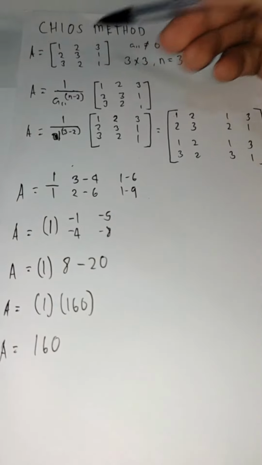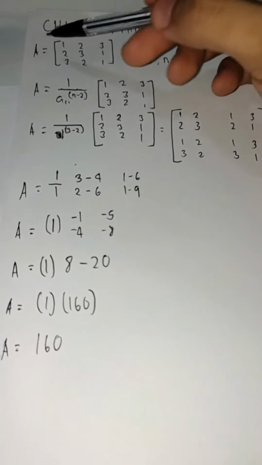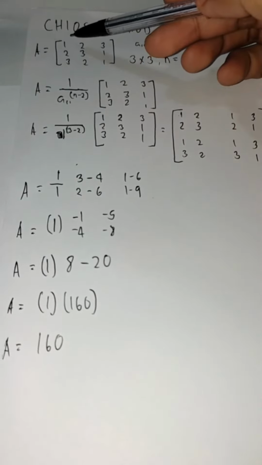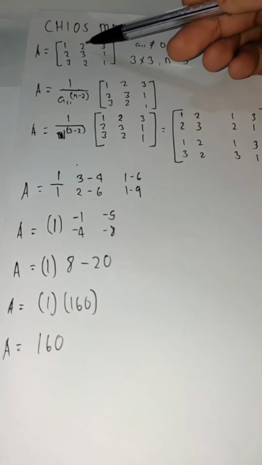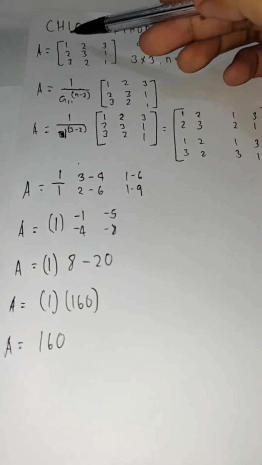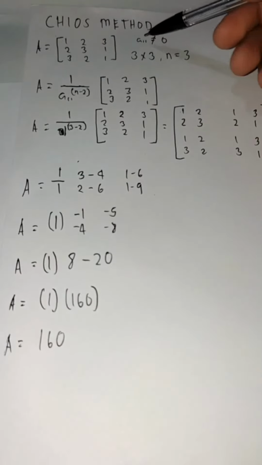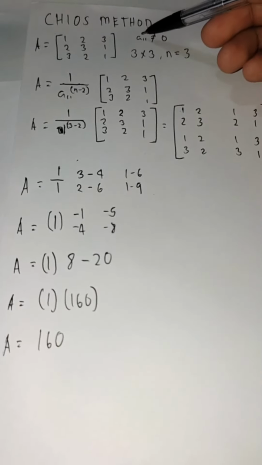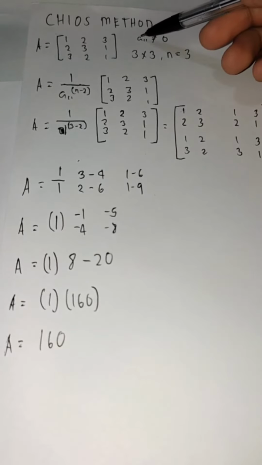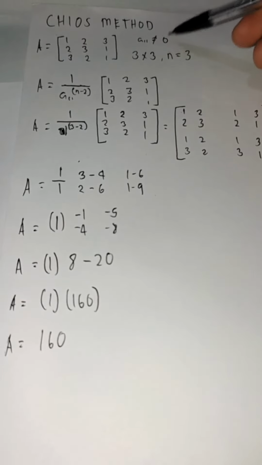Okay, Chio's method. And to solve Chio's method, titignan natin ang given. Ang A is equal to 1, 2, 3, 2, 3, 2, 3, 1, 1. And then, para masolve ang Chio's method, dapat ang A is not equal to 0.